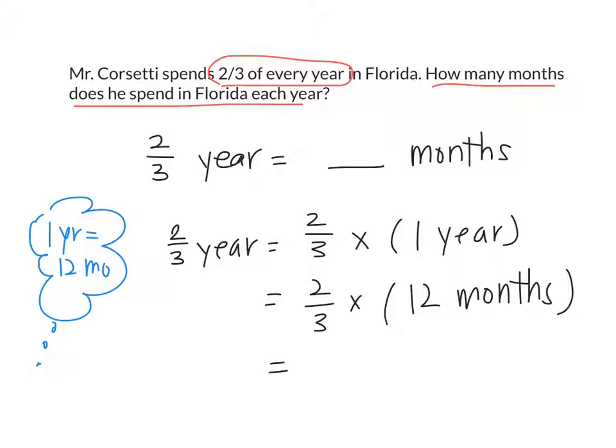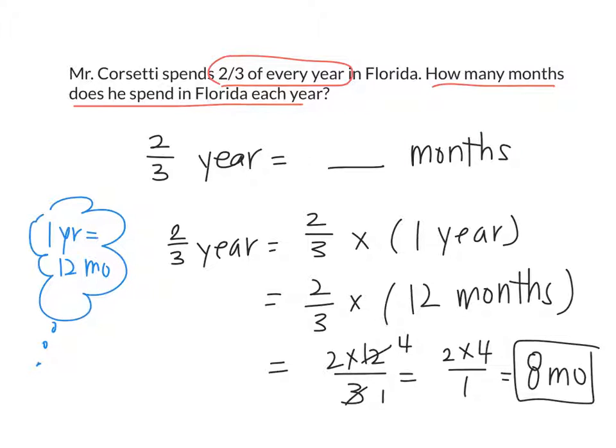So how can I write that as one multiplication problem? Rashita? 2 times 12 over 3. Very good. Do we see any common factors, Lucas? 12 and 3. 12 and 3 are both divisible by? 3. So I can divide 12 by 3 and get? 4. And I can divide 3 by 3 and get? 1. Therefore, my new problem is 2 times 4 over 1, or 8 months. So we can see that Mr. Corsetti spends 8 months of the year in Florida.